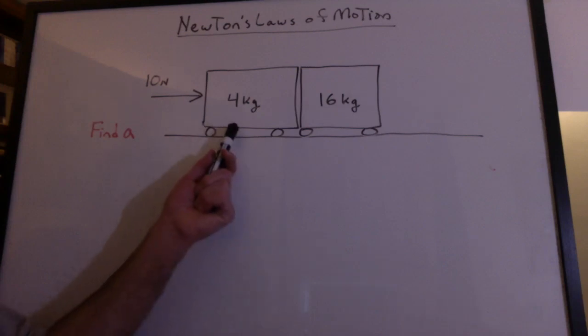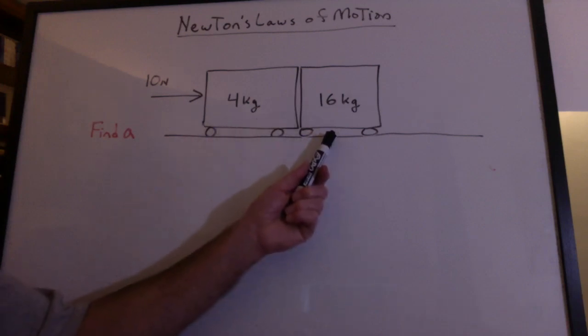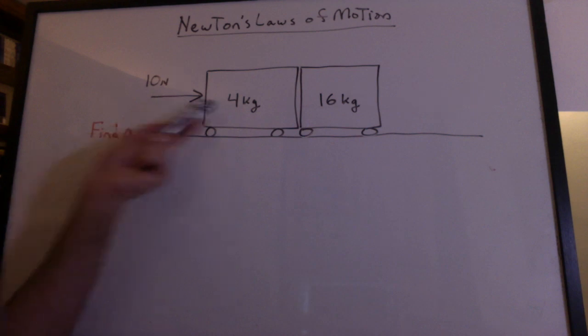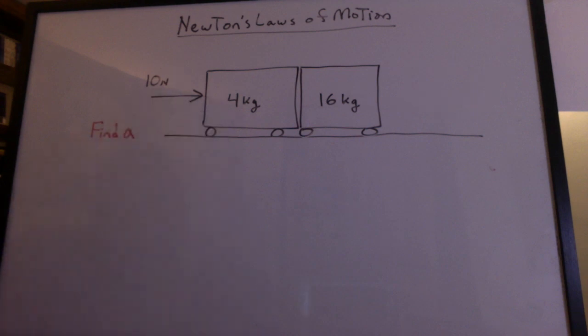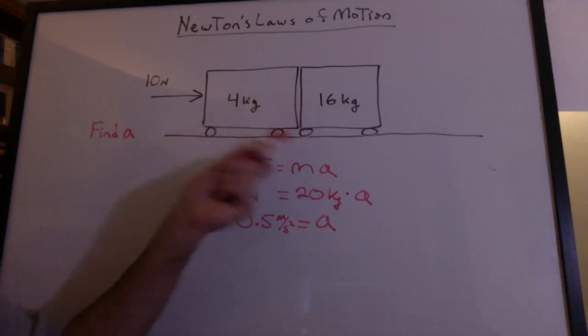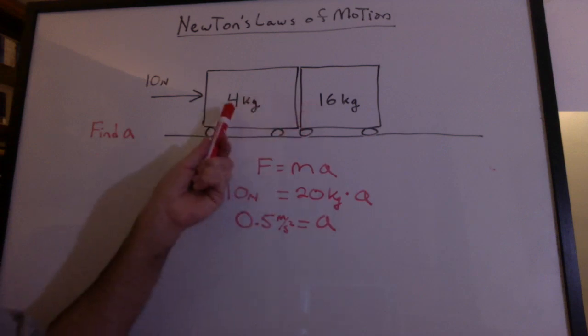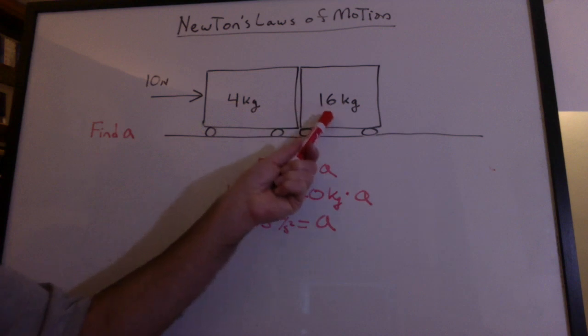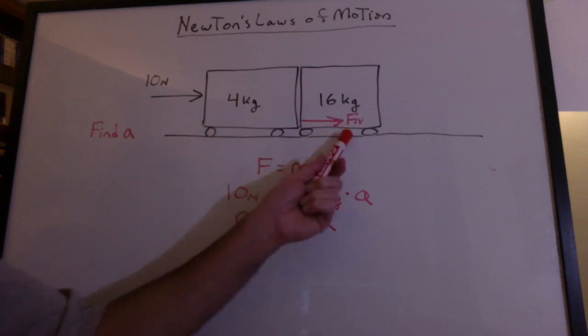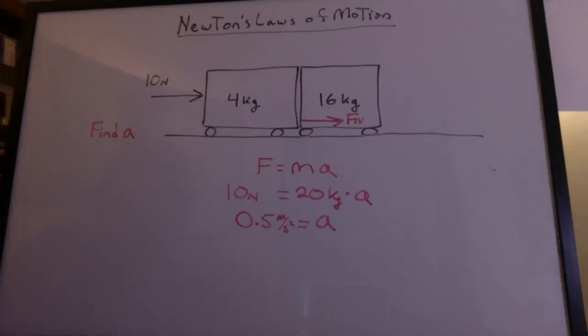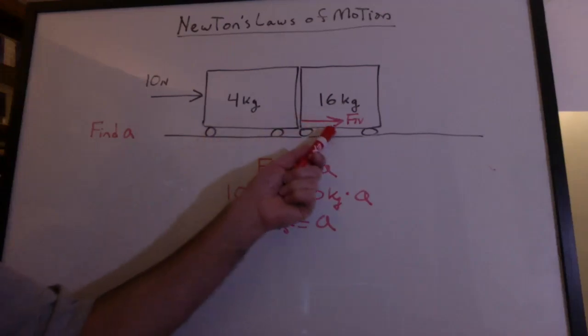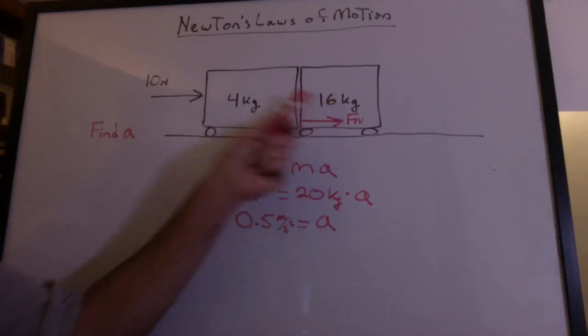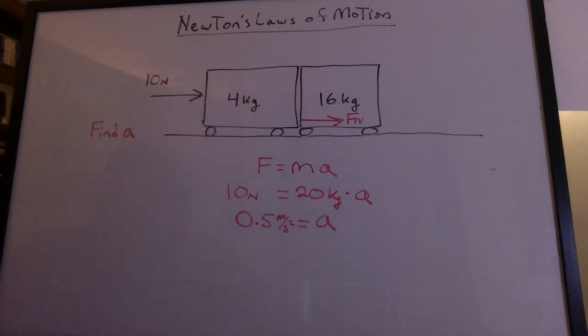Now we have a 4-kilogram cart right next to a 16-kilogram cart, and I'm going to be pushing on this cart with 10 newtons. What's the acceleration of the system? I hope you got 0.5 meters per second squared. And now instead of asking for a tension in a rope, there's something else going on. This mass pushes on this mass through the normal force. Now just imagine if this pushes on this cart, it will push back on the first cart.